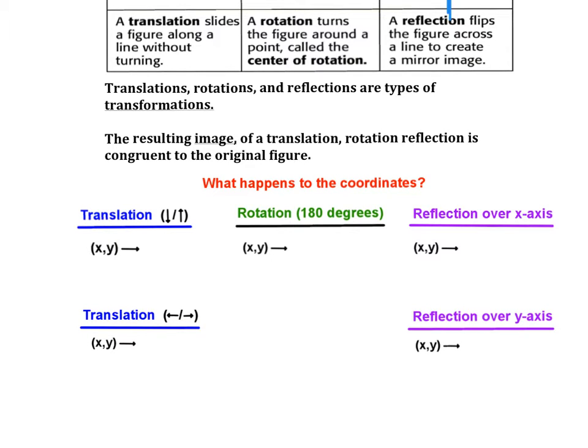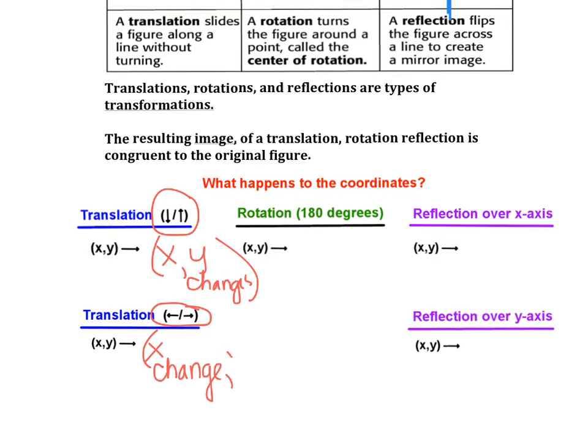So the first one, in a translation, what I have here is an up and down, so a vertical movement. What changes? Well, let's think about this. If something changes vertically, then your x would stay the same, and your y would be the one that changes. So I'll just say y changes, whether that is an increase or a decrease. Similarly, if we're talking about a slide side to side, our x is the one that's going to change, and the y has to stay the same because it's not going up or down.